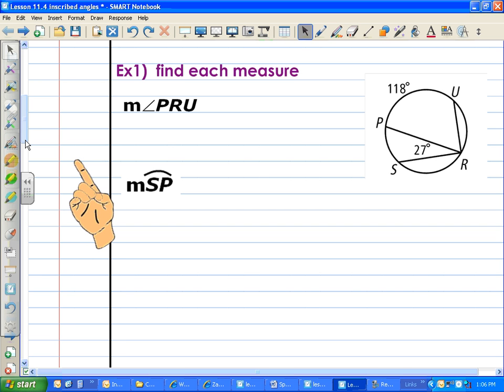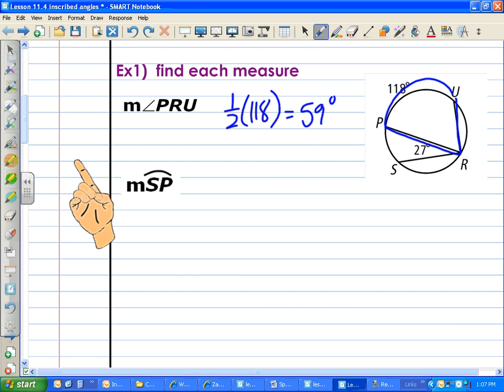Okay, next thing, find each measure. I want you to find the measure of angle PRU. If you can, I would try to do these on your own and then hit play to see if you get the right answers, because I know you're not just waiting for me to write down answers. Angle PRU is this one right here, and the arc PU is 118. So angle PRU is going to be half of 118. I know half of 120 is 60, so I don't want 60, I need 59. So it's going to be 59 degrees.